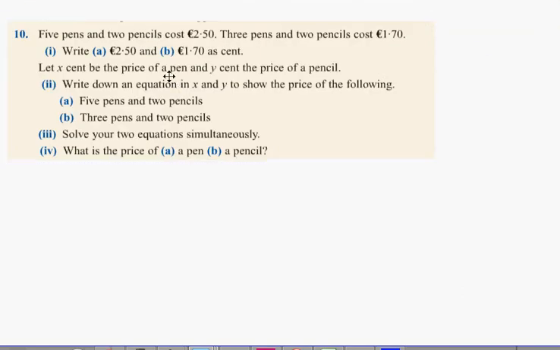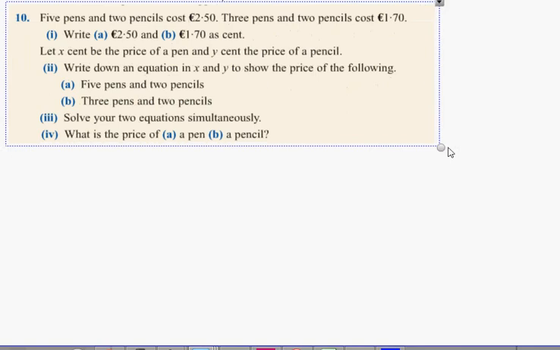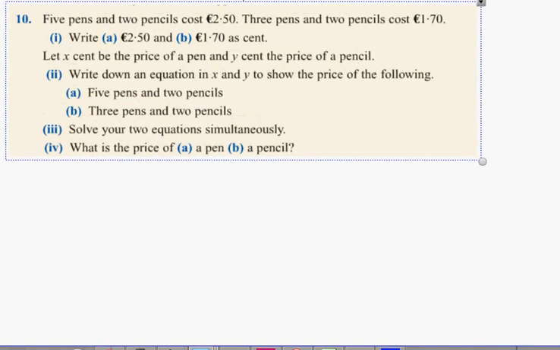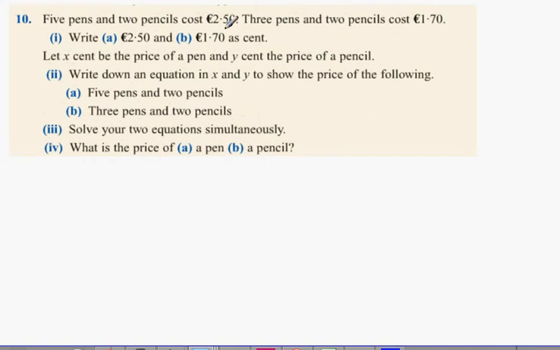5 pencils and 5 pens and 2 pencils cost €2.50. 3 pens and 2 pencils cost $1.70. Write $2.50 and $1.70 as cents. $2.50 is 250. $1.70. Write down an equation in x and y to show the price of the following: 5 pens and 2 pencils.